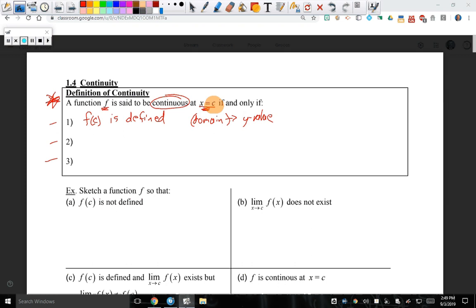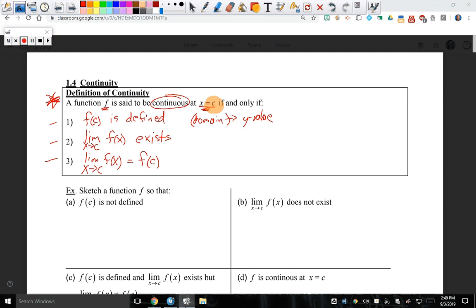Okay. Number two, the limit exists as you approach c. So the limit as x approaches this constant on the f of x graph exists. Okay? Go with me? Okay. And then the last part is rule 2 is equal to rule 1. Okay? So I'm going to jump a little bit ahead because I like to show this early, okay?